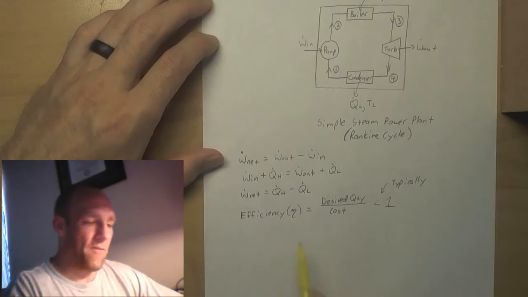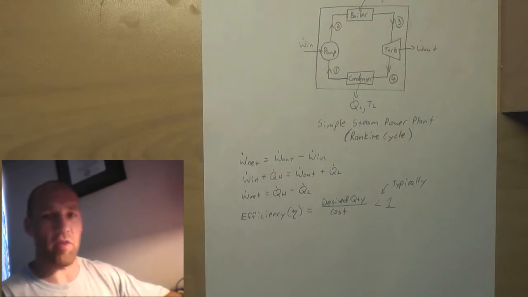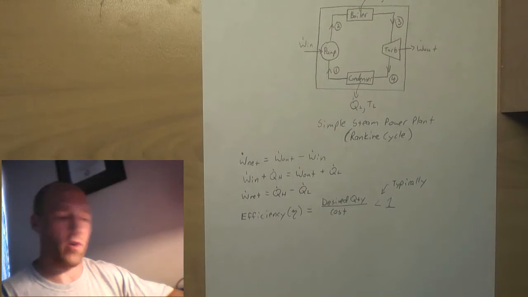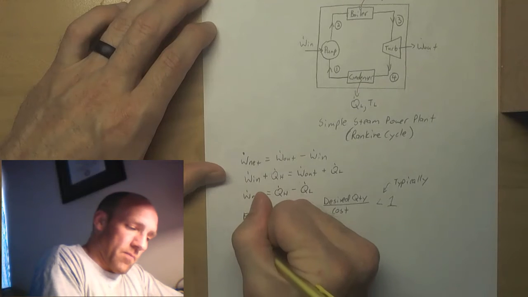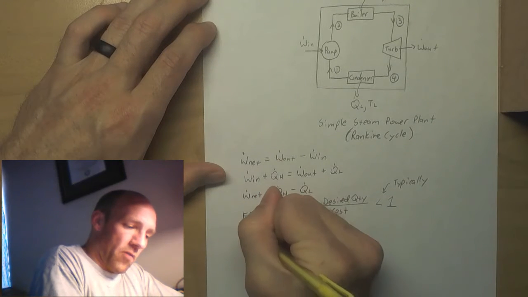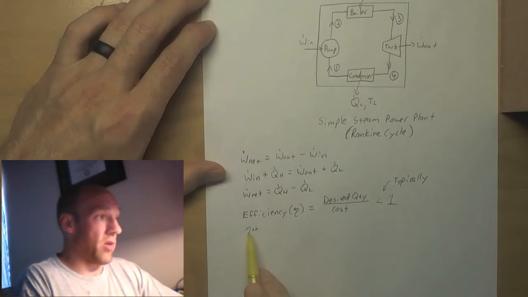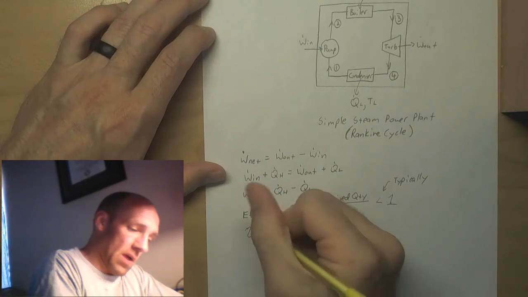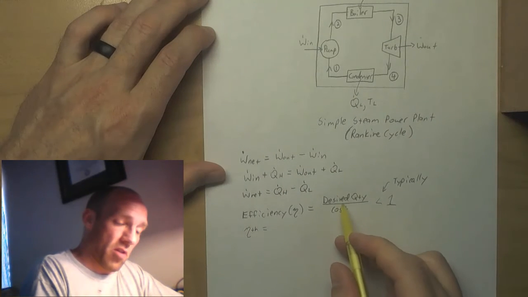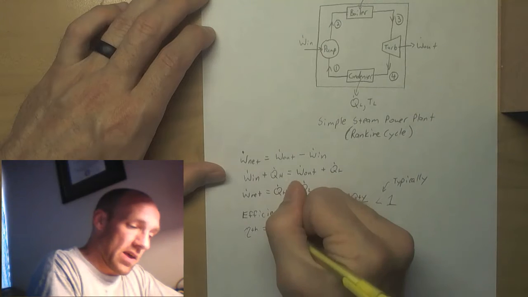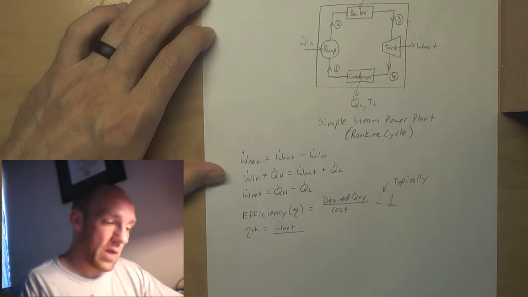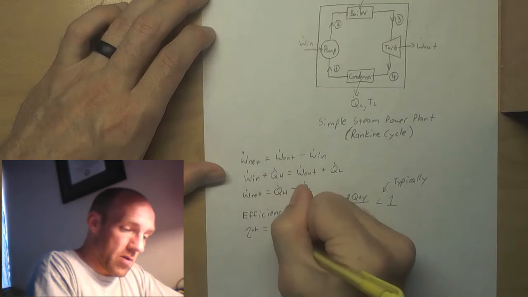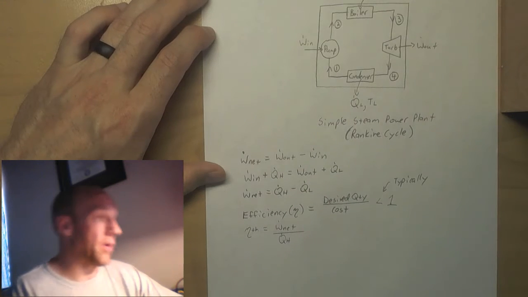So if you see efficiency is greater than 1, that's usually a sign that your calculation's off. So we're going to define thermal efficiency, which is eta with a little subscript th. And we're going to define it just like we did here. So the desired quantity in this case is going to be the net work out, and the cost is the heat input in.